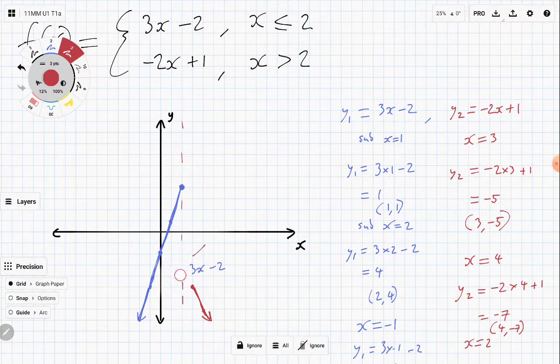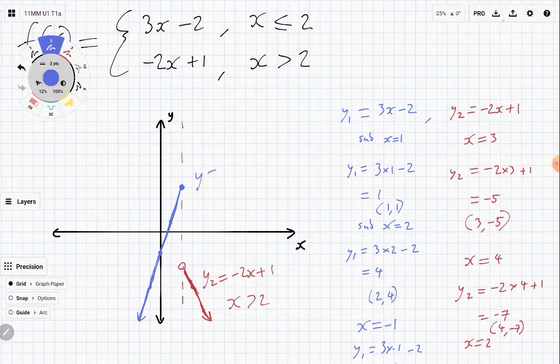Let me get rid of the label for the other one. So it's going to be a hollow point here. And now we can connect it up. So this is now y2 is equal to negative 2x plus 1, where x must be bigger than 2. And this blue one over here is y1 is equal to 3x minus 2, where x must be less than or equal to 2. And together they form f of x.